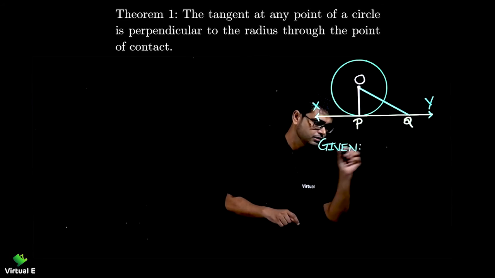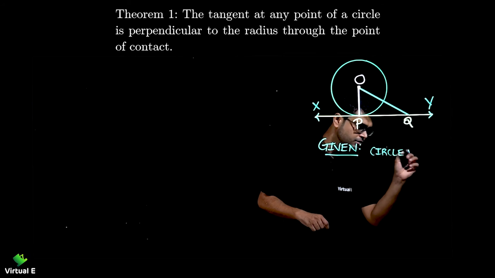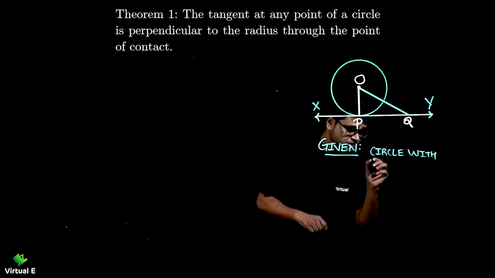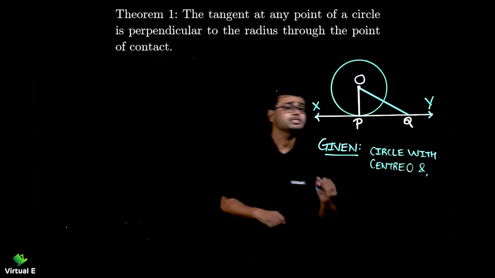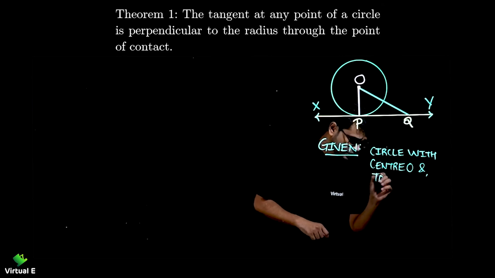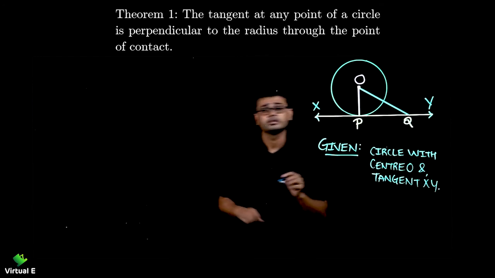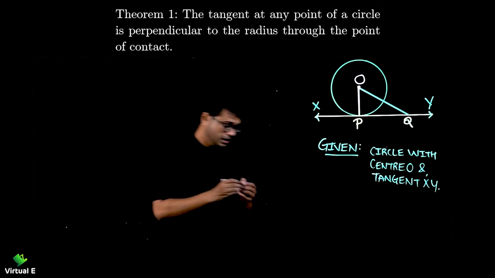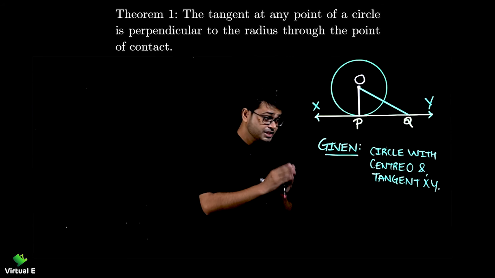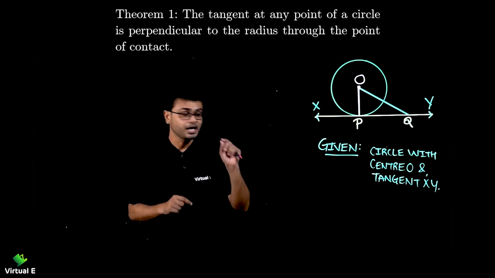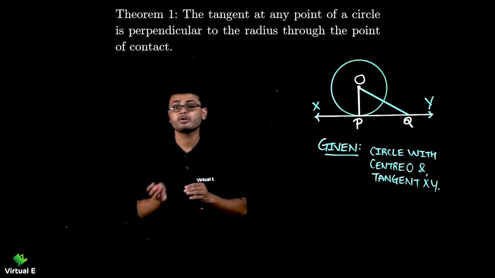What's given? We have a circle with center O, and what's that? Tangent XY. Done. So we have a circle and we have a tangent. That's it. Now what we need to prove. Remember, please write all this information, because when this kind of question is asked in the exam, it is half a mark to write the given and half a mark to write the prove. Then the rest of the marks are for the steps you are proving.